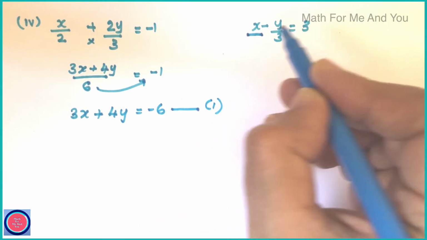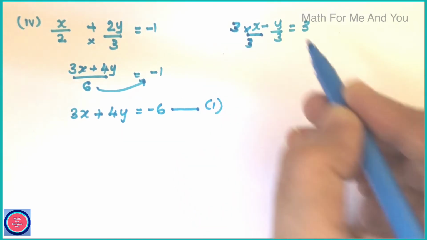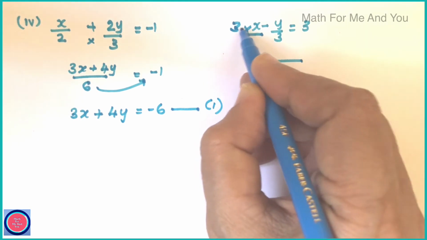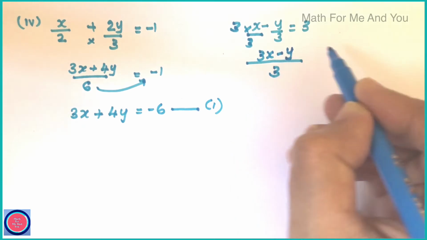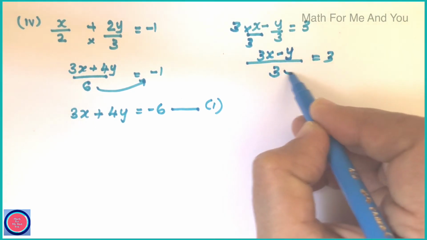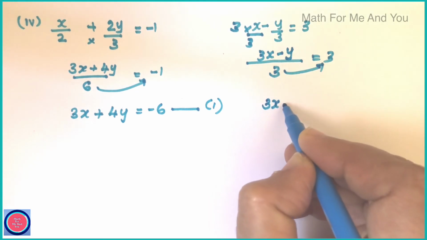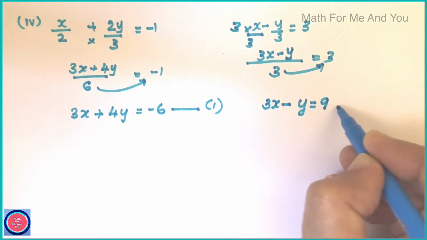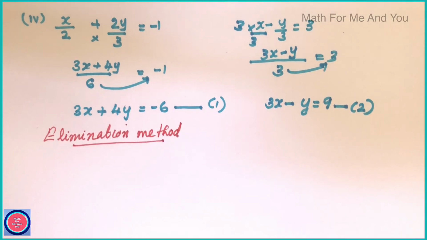To write the second equation in standard form, we multiply numerator and denominator by 3. Then the equation becomes 3x minus y with the same denominator 3 equals 3. Now we can move the denominator to the other side. Then on the left side we get 3x minus y, which is equal to 3 times 3, that is 9. See, this is equation number 2, which is in standard form.